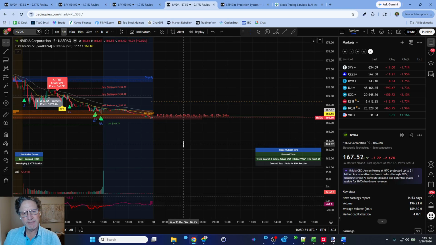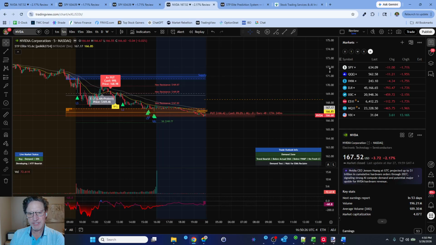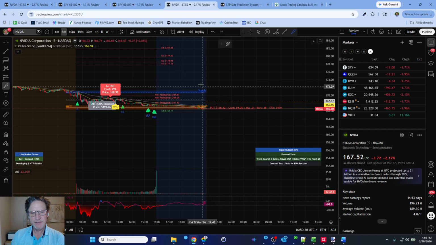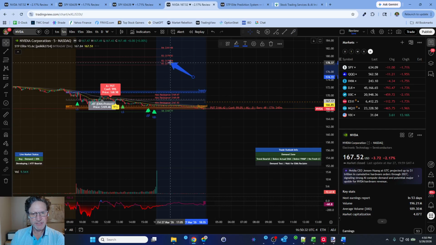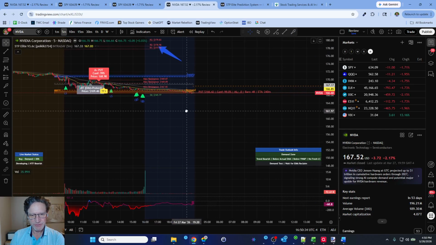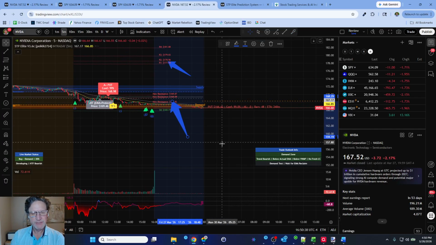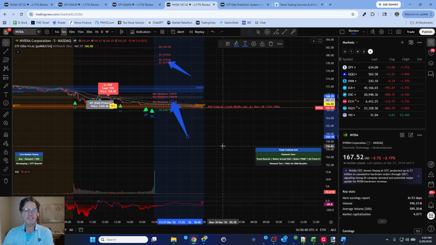The other thing that you'll notice here on this chart, every day, these areas, support and resistance, not zones, but levels, are created automatically for you.